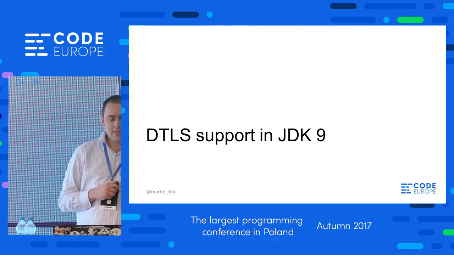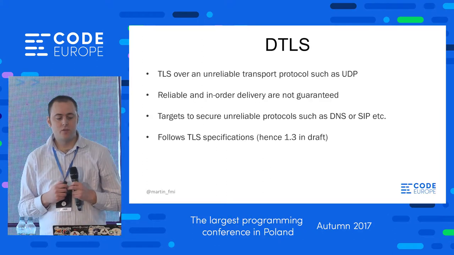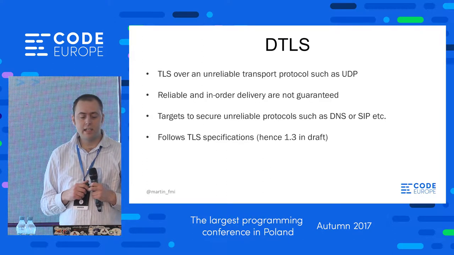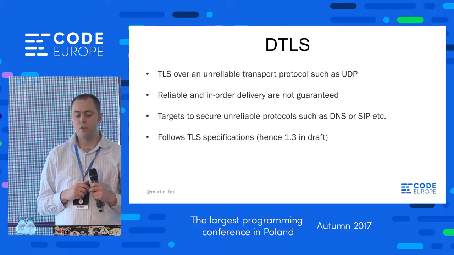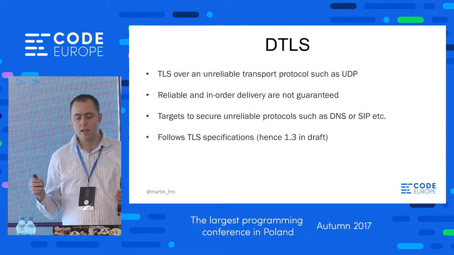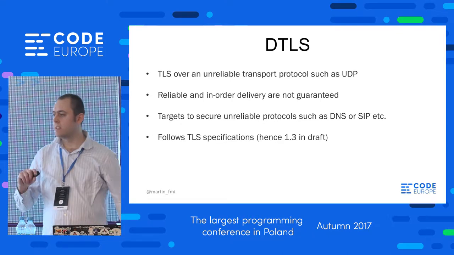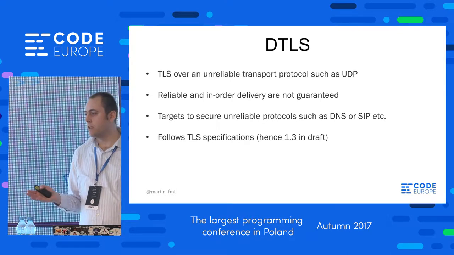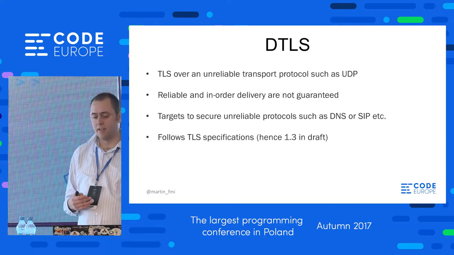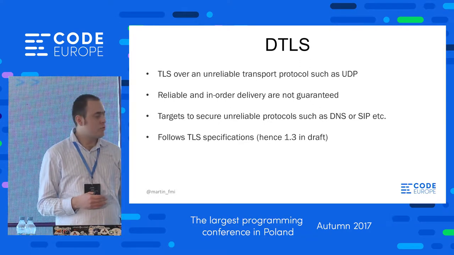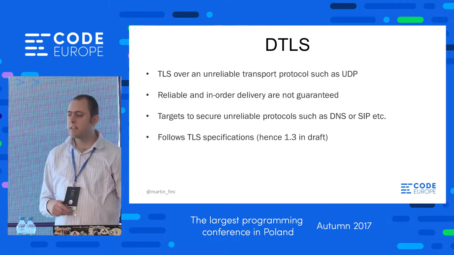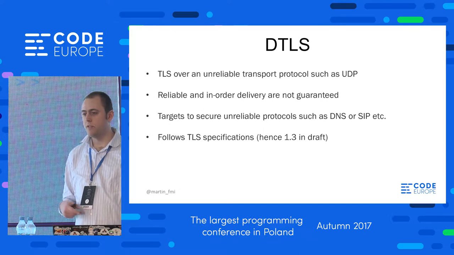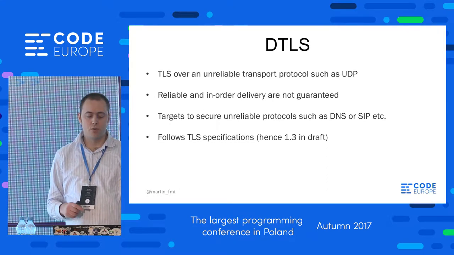For DTLS specifically, as we already said, it's TLS over an unreliable transfer protocol. Basically, you don't have reliable, in-order delivery guaranteed. So packets that are exchanged between the client and the server can be received in any order. And also, some of them might be dropped. You don't have a guarantee that they are received. And it also targets securing unreliable protocols. Some examples are DNS, Session Initiation Protocol, which is used in chat applications explicitly, and so on and so forth.